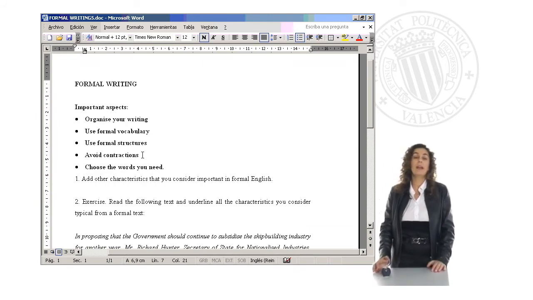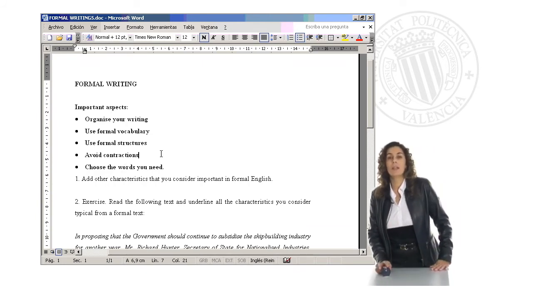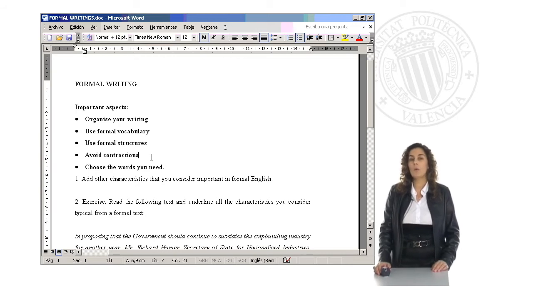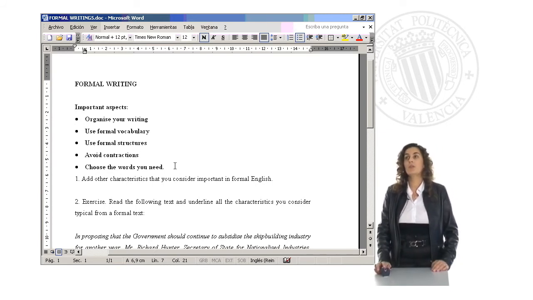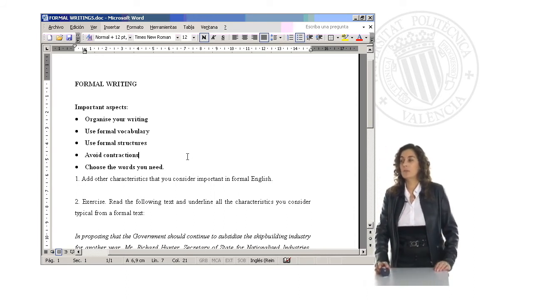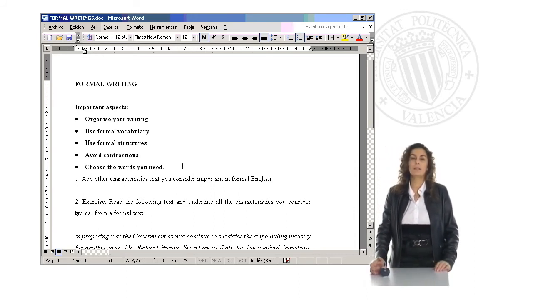Remember that you have to avoid contractions. When you are writing in a formal way, you don't have to contract, for example, the auxiliaries. You don't have to say don't, or needn't, or won't. You have to say do not, need not, will not, cannot, etc. Or instead of I've told you, say I have told you. You have to avoid contractions because that means that you are expressing yourself in a formal way. And then you have to choose the words you need. Don't be too rhetorical and don't use too many words when they are not needed.